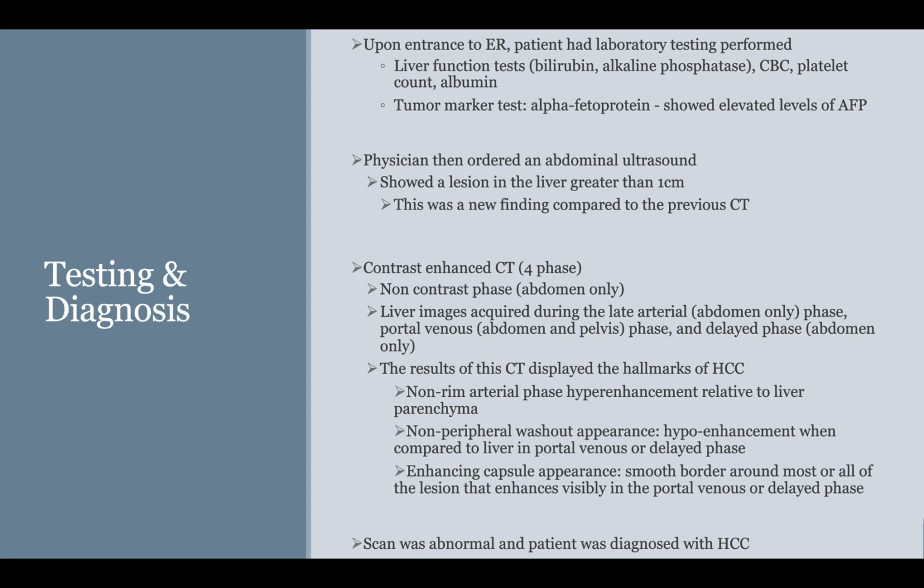Some more information on AFP. AFP usually isn't seen in high levels in adults. In some patients, AFP levels are elevated if they have an underlying disease like liver cirrhosis, which our patient does. So this could very likely be why this test came back elevated.